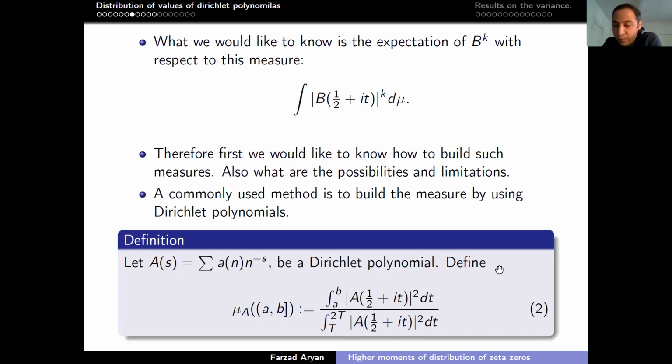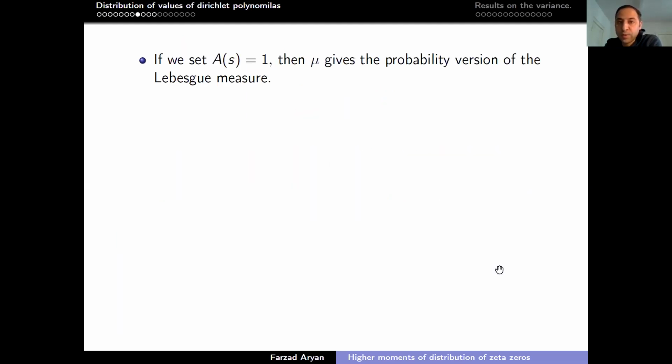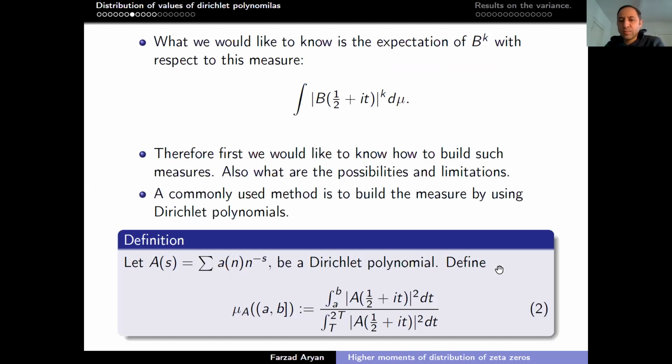If we put A of s equal to 1, the constant function, then I'm going to end up with the probability version of Lebesgue measure. It's like you have an interval of length T, and you divide by T to normalize it. This is important because I'm going to really stick to this for the rest of the talk. I'm going to work mostly with the measures that I built this way.